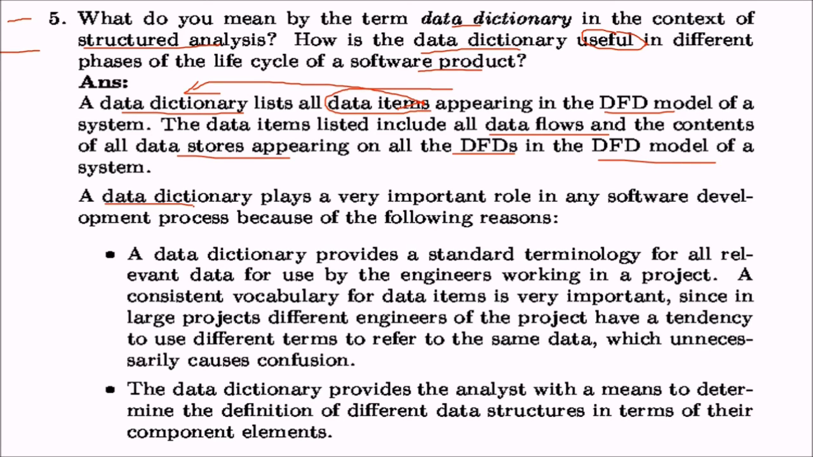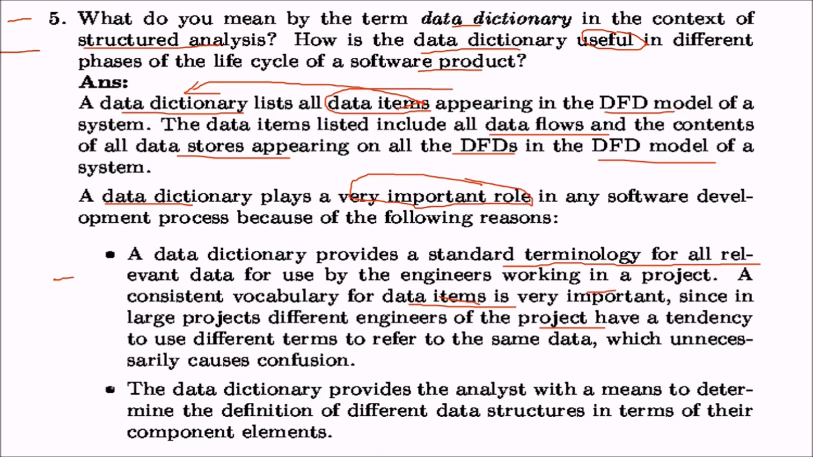And a data dictionary plays a very important and vital role in any software development process, and we are giving you the reasons. First, a data dictionary provides a standard terminology for all relevant data for use by the engineers working in a project. So now they can speak in a common language. There is a consistent vocabulary of data items, which is very important. Since large projects have different engineers, they have a tendency to use different terms to refer to the same data, and that will cause confusion.